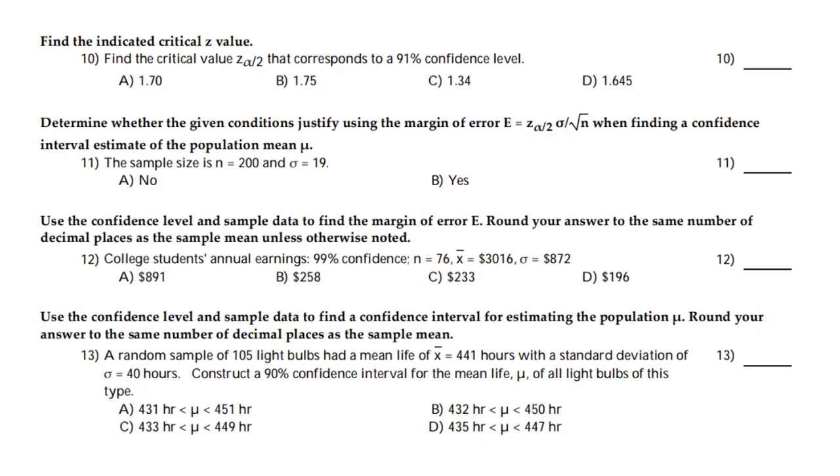Here are a few questions regarding estimating the population mean. First question, you have to find the critical value that corresponds to 91% confidence level. So first, the alpha level will be 1 minus 0.91, which is 0.09. And you punch into the calculator the inverse norm of 1 minus 0.09 over 2. So let's do that.